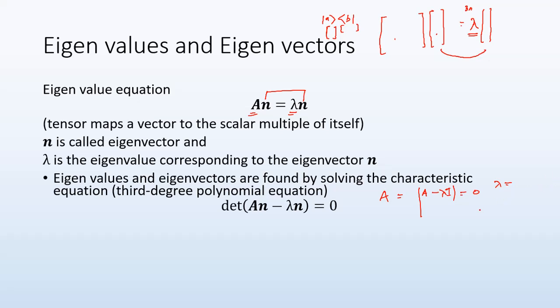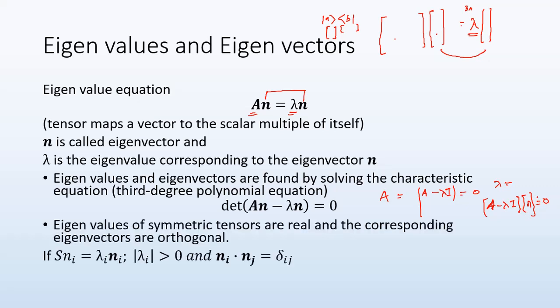To find the eigenvector, you just trace back. You put in all the numbers over here, that is A − λI. This matrix is then multiplied by n and equated to 0, and you will find all the eigenvectors for the corresponding eigenvalues. For symmetric tensors, we can find that all its eigenvalues are real.